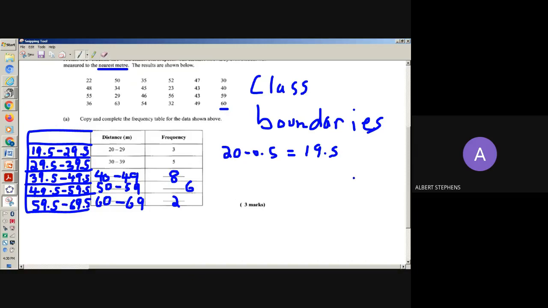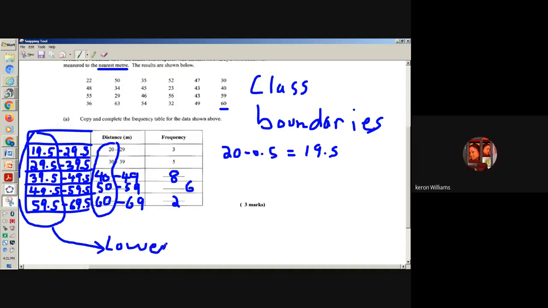All right. So guess what now? You see, so these are what we call class boundaries. Now you see all the numbers are over here. So now all the numbers on the left, we call them the lower class limit. But all the numbers on this left, because they're class boundaries, we don't call them lower class limit. We call them lower class boundaries. So these are what we call lower class boundaries.